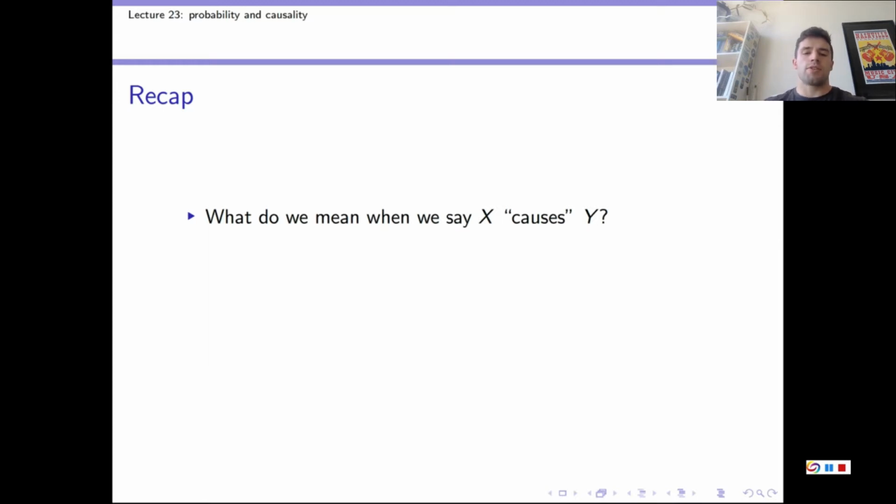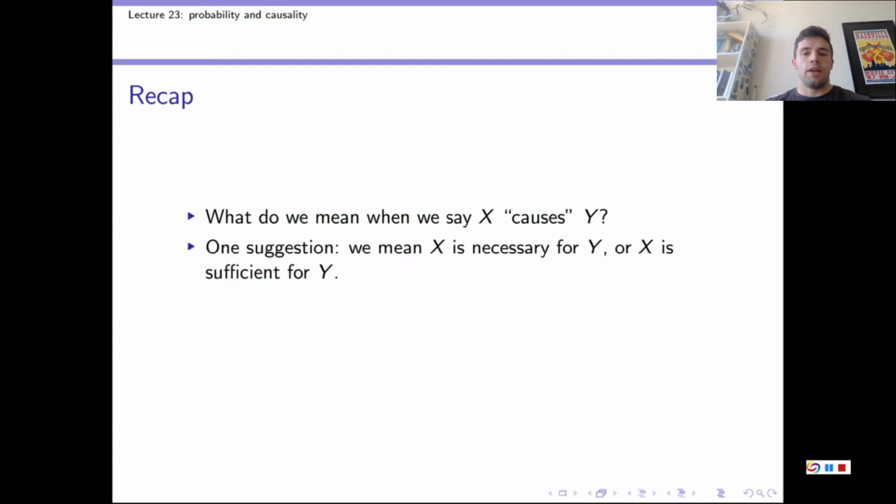We started in chapter 5 by turning to this idea of causality, or cause and effect, and asking what we mean when we use this term. In particular, we gave one analysis of causality in terms of necessary and sufficient conditions. That is, the suggestion from chapter 5 is that sometimes what we mean when we say something like X causes Y is that X is a sufficient condition for Y, or X is a necessary condition for Y.